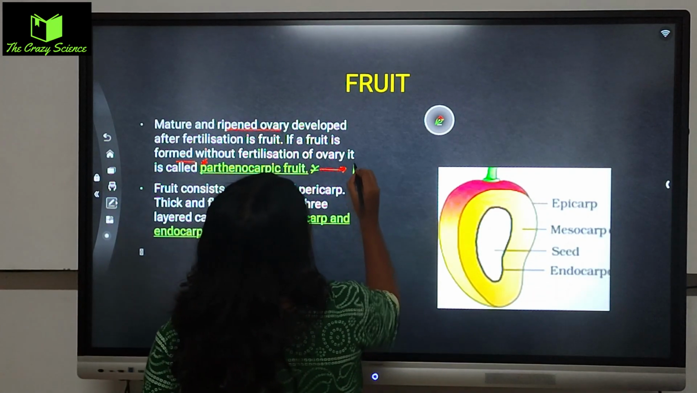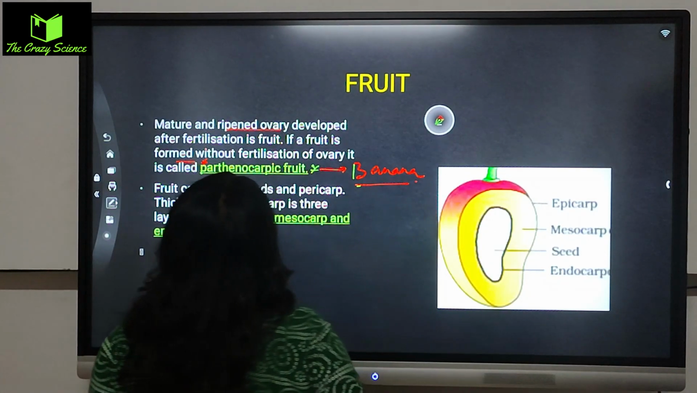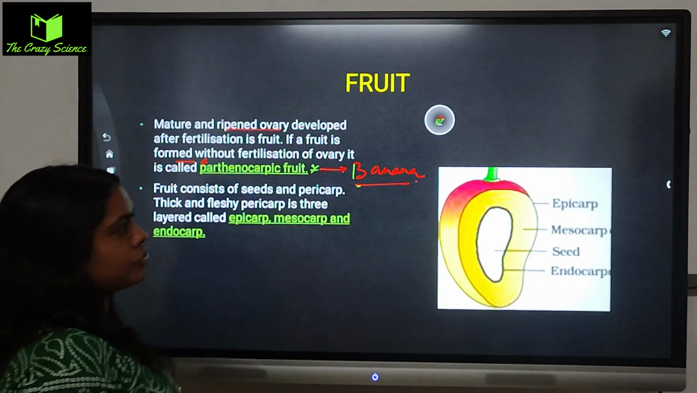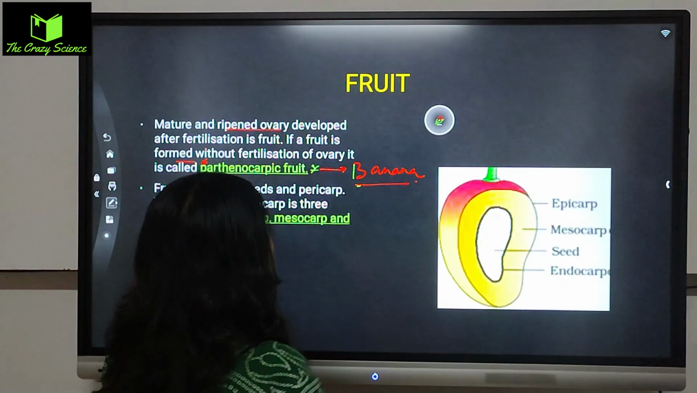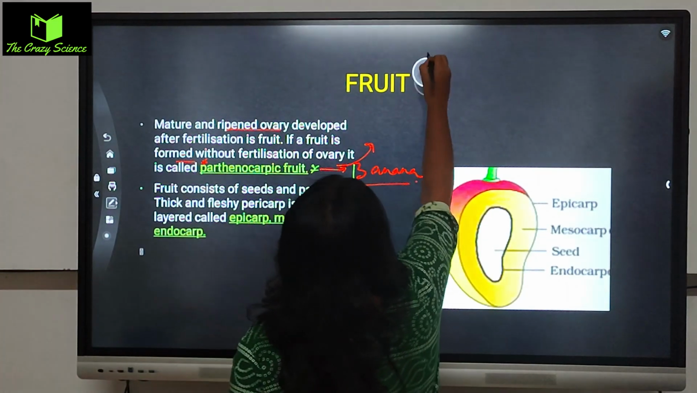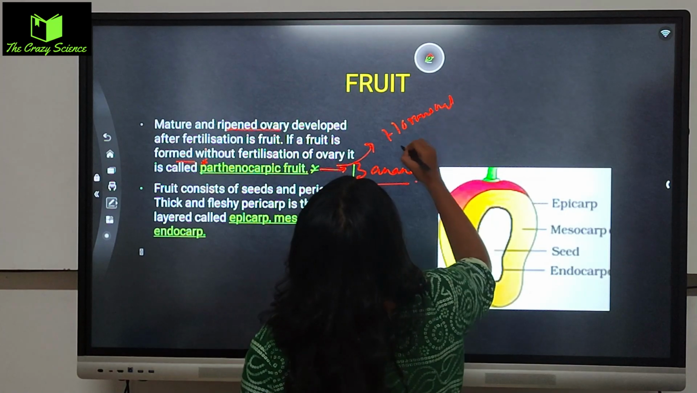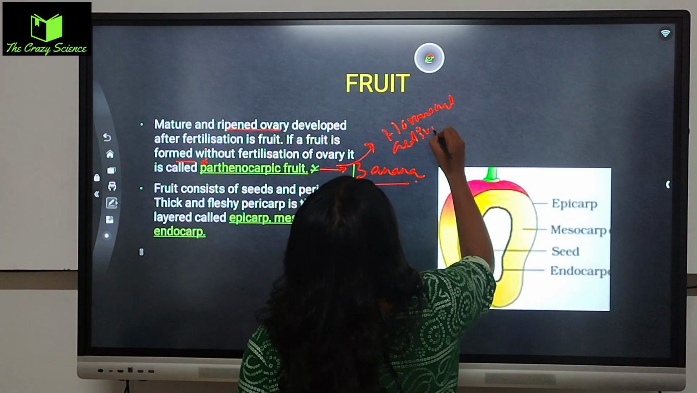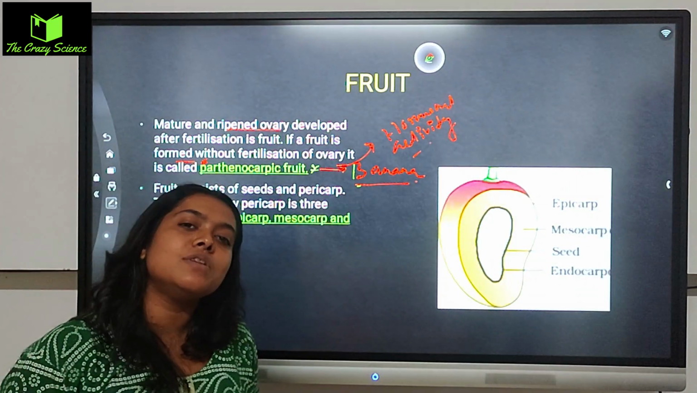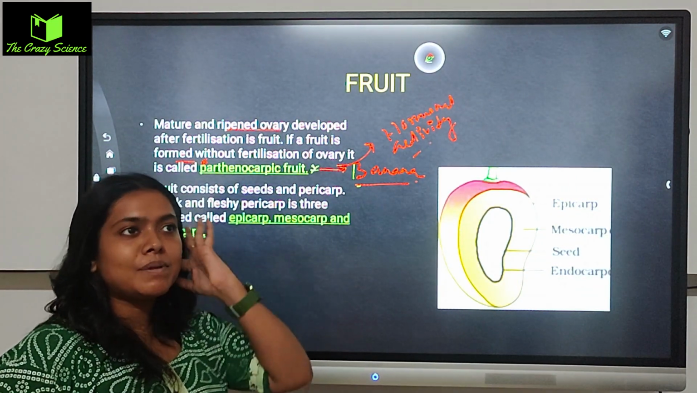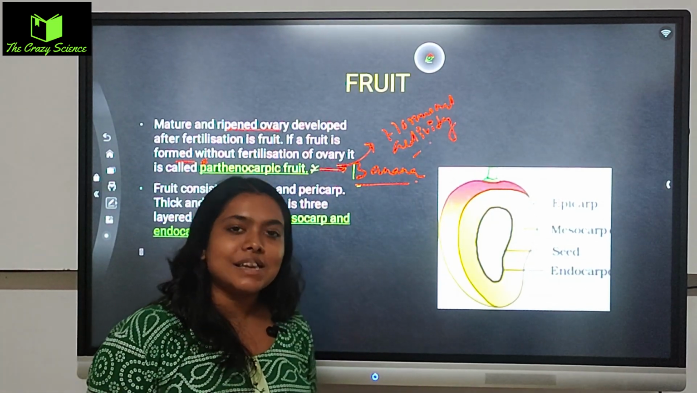For example, I say the banana. Banana is the example of it. Okay, this is called the parthenocarpic fruit, which happens without fertilization. It's a special type of fruit, and in this one, what happened? Hormonal activity acts. এখানে হরমোনের জন্য ওদের বেবিস ফর্ম হচ্ছে, হরমোনের জন্য ফ্রুটস গুলো ফর্ম হচ্ছে। কলাতে দেখবে, লক্ষ্য করে দেখবে, you won't get to see any seeds. It's a completely seedless fruit.